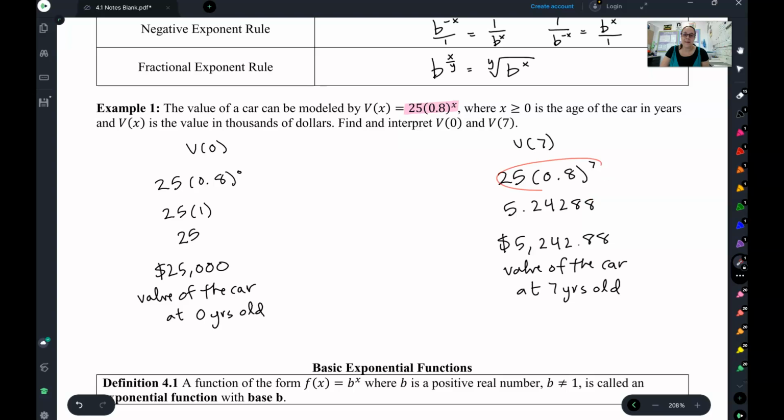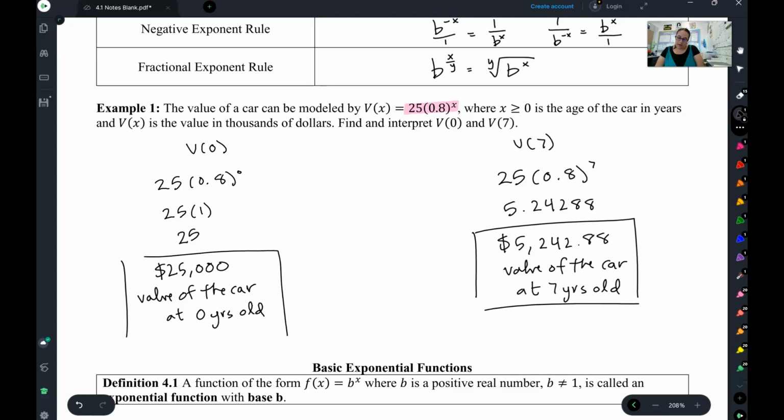So we plugged in 7. I just typed that into my calculator to get that. Remember, this is in thousands of dollars, so that's $5,242.88, which is the value of the car when it is 7 years old. And it makes sense that the value depreciated, went down, because we know that value of cars go down with age. And then if it gets old enough, it starts to go up again.